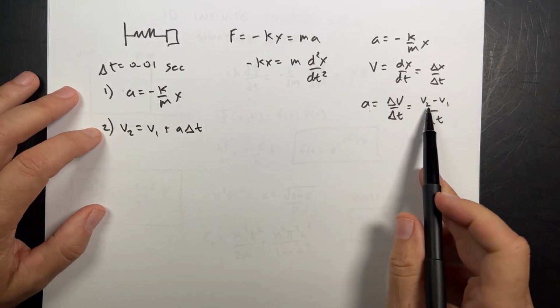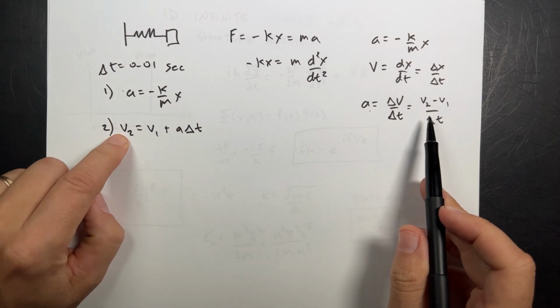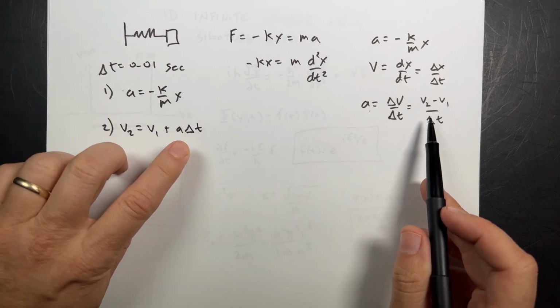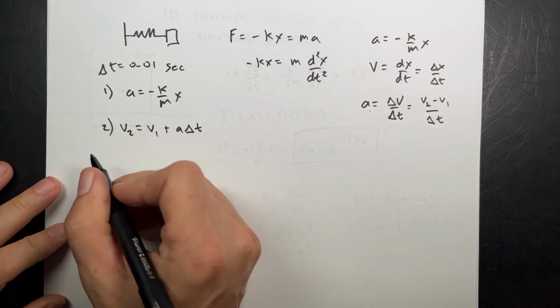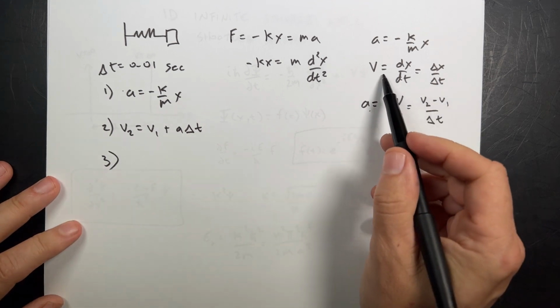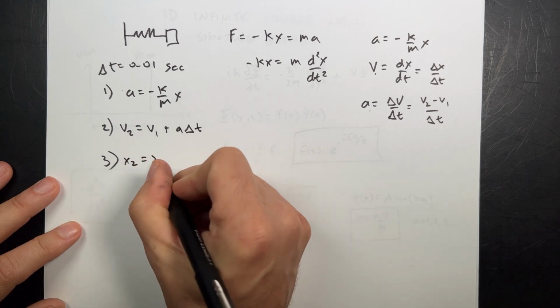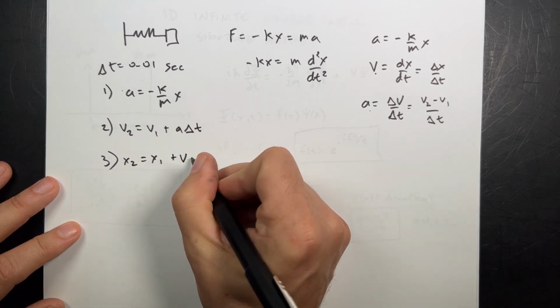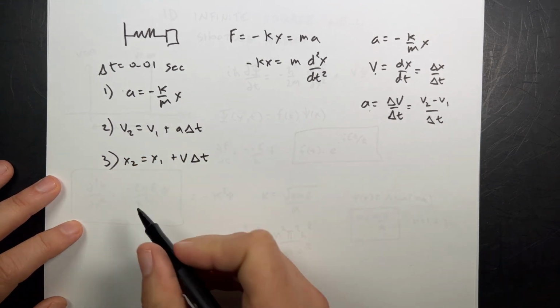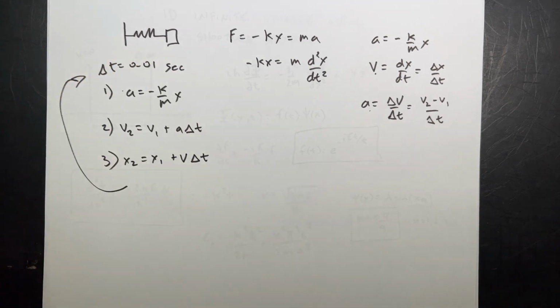I just solved this for v2. And I get the velocity at the end of the time interval based on the velocity at the beginning and the acceleration, which I just calculated. And then I can do the same thing with the definition of velocity and position, and I get x2 is x1 plus v delta t. And then I just repeat this again. And that's my basic numerical calculation.